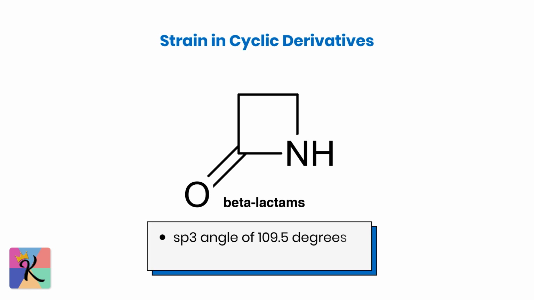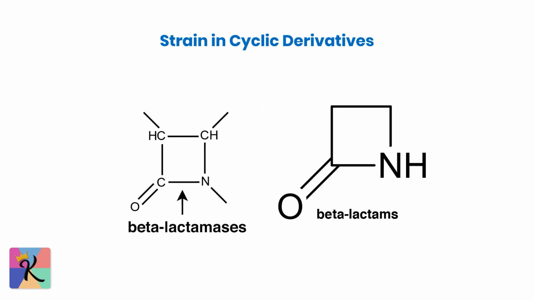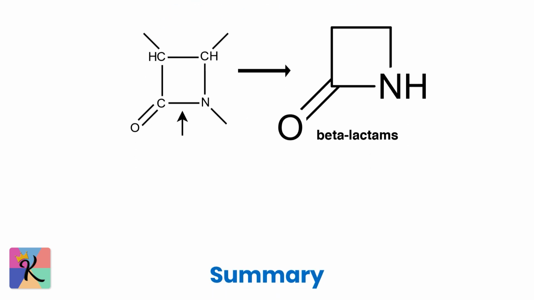This strain comes from the compression of the normal sp3 angle of 109.5 degrees, and it also reduces resonance in the nitrogen atom. These factors make beta-lactams highly reactive, which is why they're a core structure in antibiotics like penicillin. Many bacteria have developed enzymes called beta-lactamases to break down the beta-lactam ring, which is why beta-lactamase inhibitors are often used in combination with these antibiotics to enhance their effectiveness.